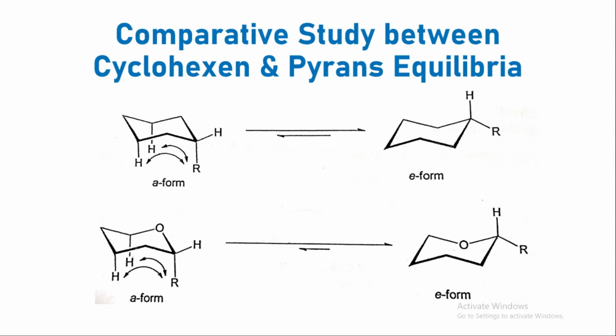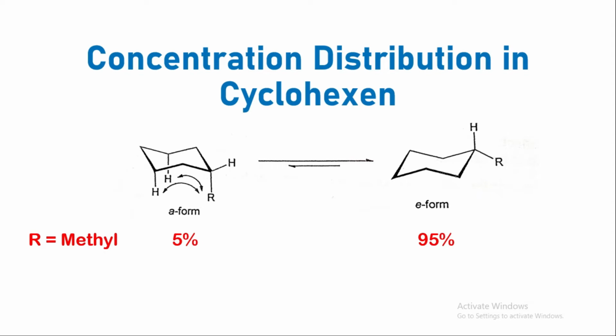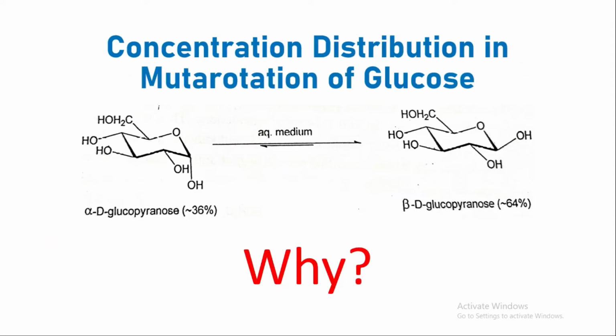Here is another data which shows that when the R group of the substituted cyclohexane is a methyl, then the axial conformer is present in just 5%, and the equatorial conformer is majorly present at 95% concentration. But during the mutarotation of glucose, the alpha anomer, where the anomeric hydroxy group is at the axial position, has a significant concentration, which is 36%. Consequently the beta anomer, where the anomeric hydroxy group is at the equatorial position, is 64%.